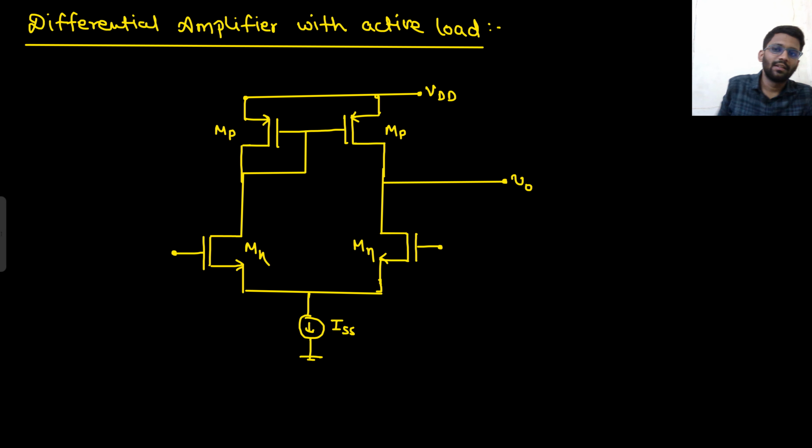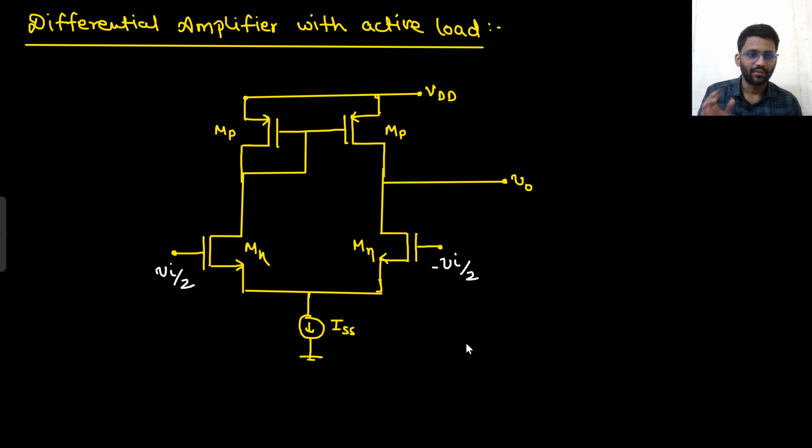That is this. I call this differential amplifier with active load. So what is happening here? We have already seen this kind of circuit in one of the previous questions. So what I am going to do, I am going to apply Vin by 2 here and minus Vin by 2 here. And my target is to calculate V naught by Vin.